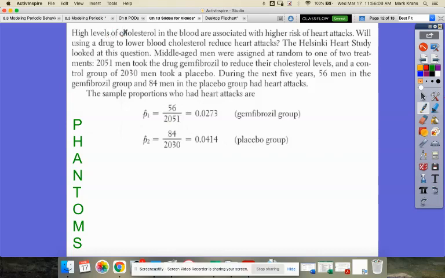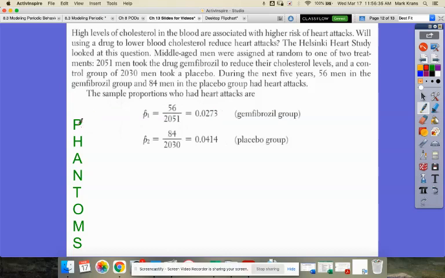So high levels of cholesterol are associated with higher risks of heart attacks. In Helsinki, Finland, they tested a bunch of middle-aged men randomly assigned to either take the drug gemfibrozil to reduce their cholesterol, and 2030 took a placebo. And then during the next 5 years, they measured how many had heart attacks. All right. So here are the sample proportions we see right here.